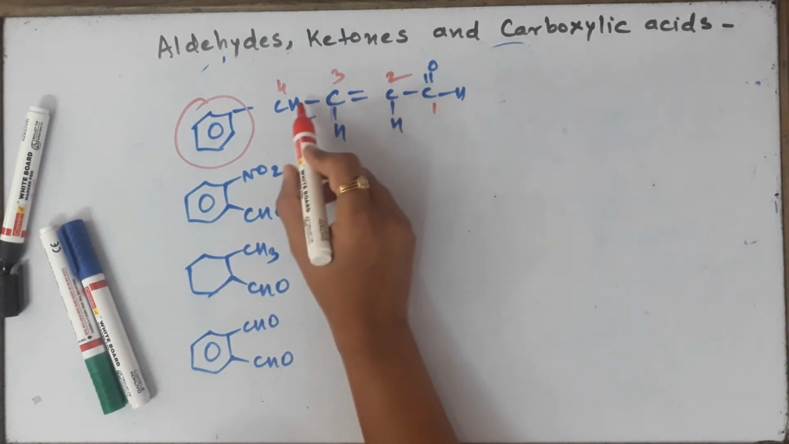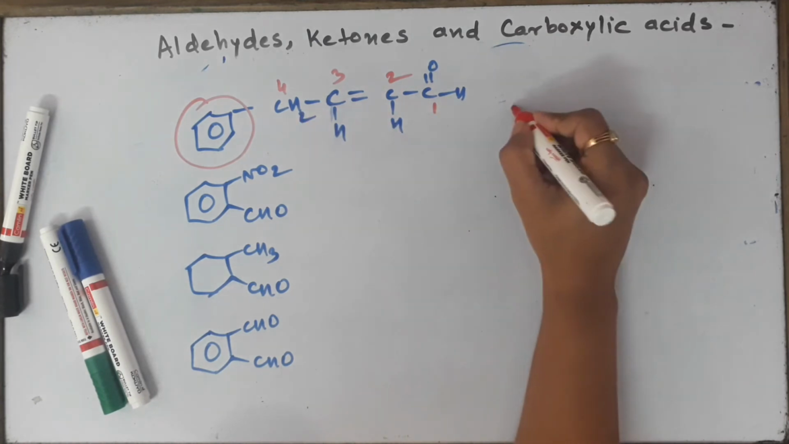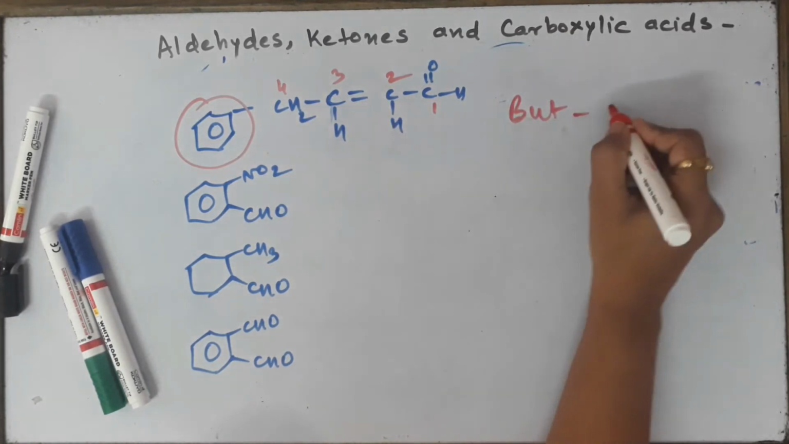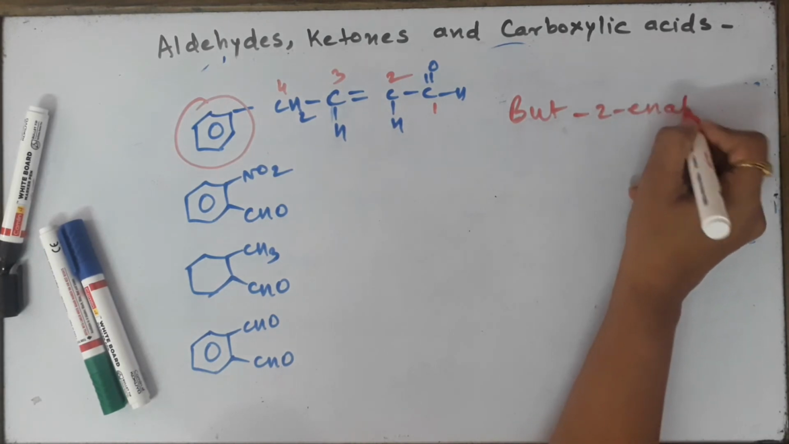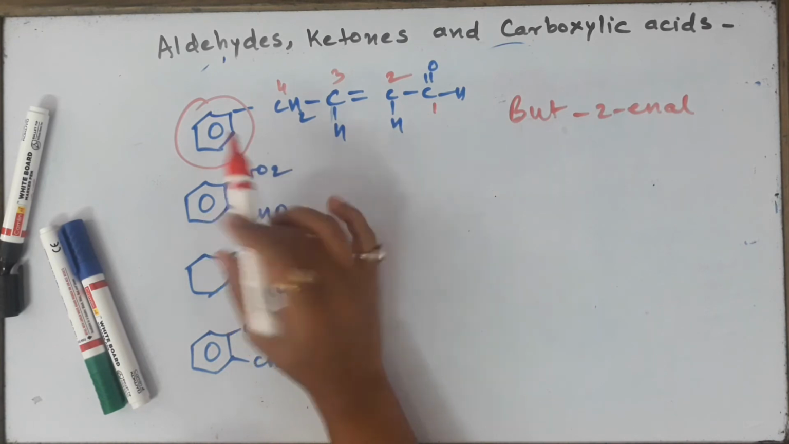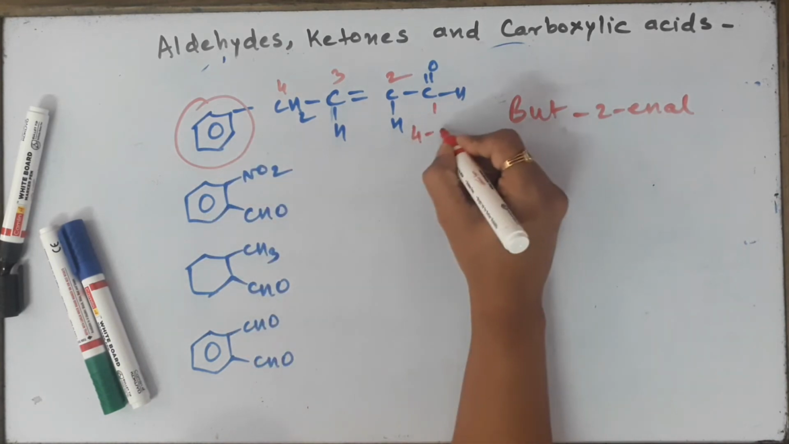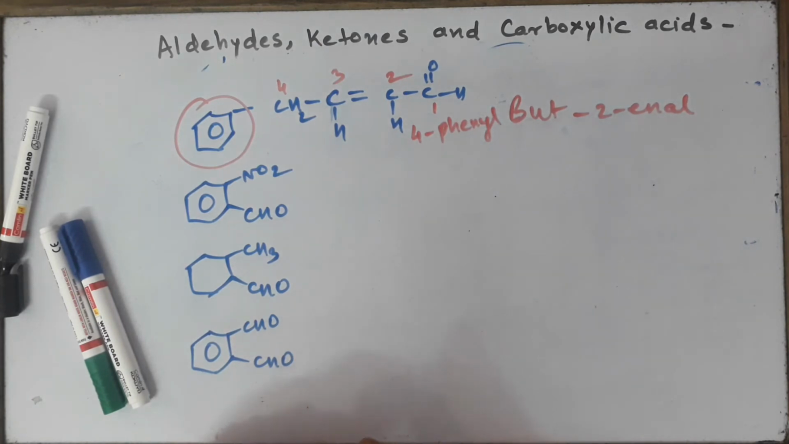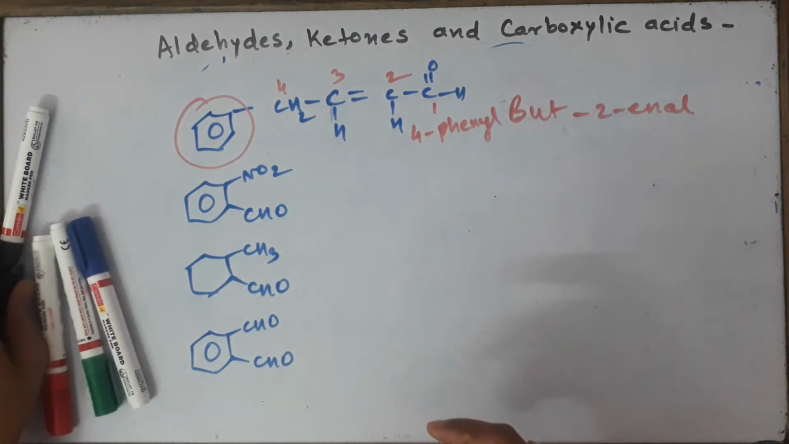And let's name the parent first. Okay, it's but. Look at that, but. At position number 2 you have got a double bond, but-2-enal. So it's but-2-enal, but it has got something attached at position number 4. What is that something? Let's write. It's 4-phenyl. So the name of this compound is 4-phenylbut-2-enal in the IUPAC name.